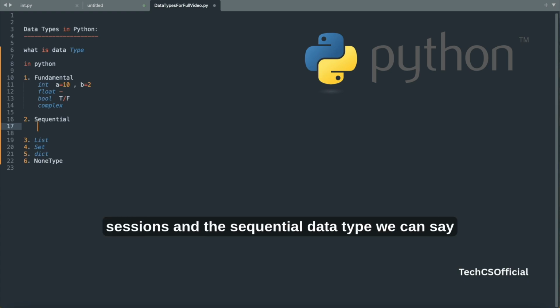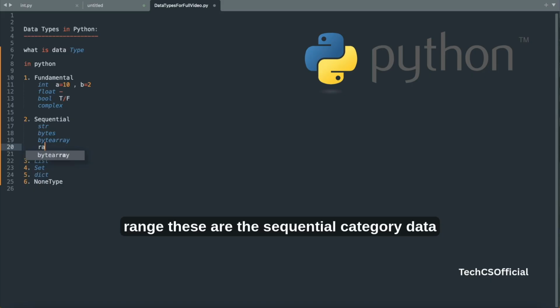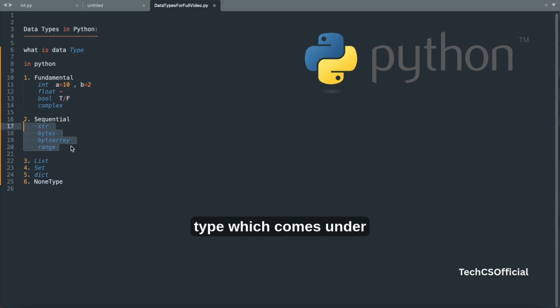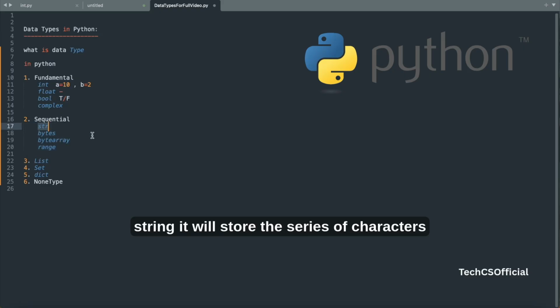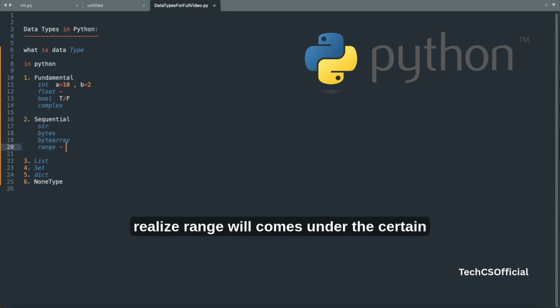And the sequential data types: str, bytes, bytearray, then range. These are the sequential category data types. String will store a series or sequence of characters. Bytes are related to bytes. Bytearray comes under the bits of memory which computers utilize. Range means within a certain range we can specify.